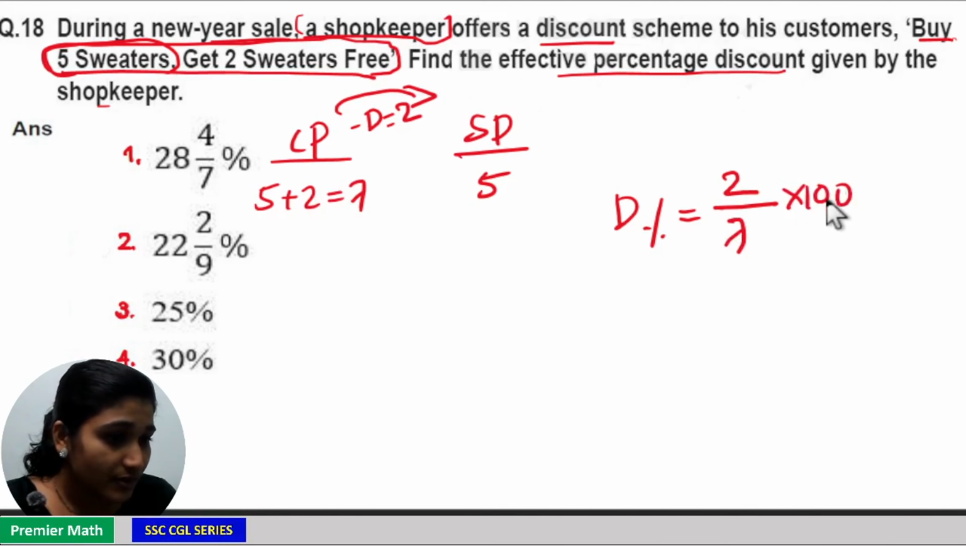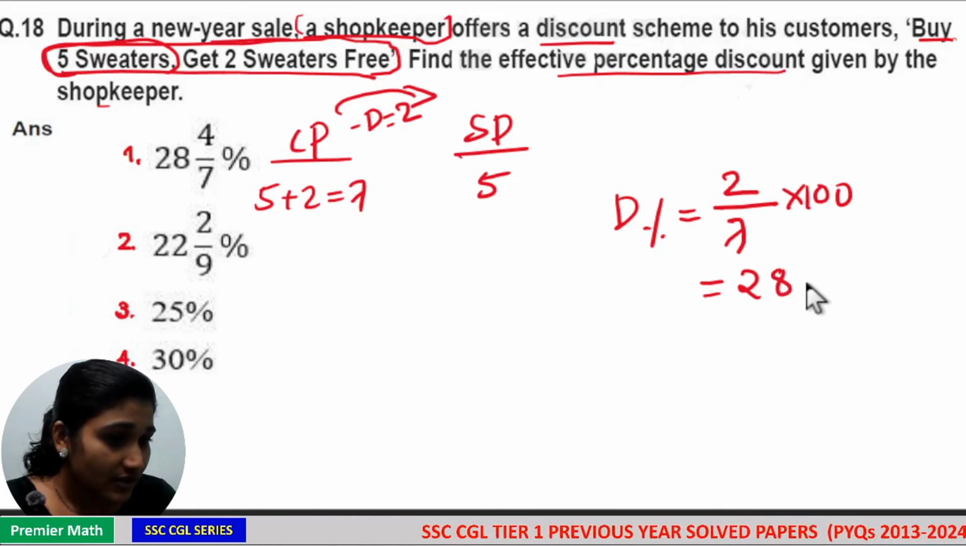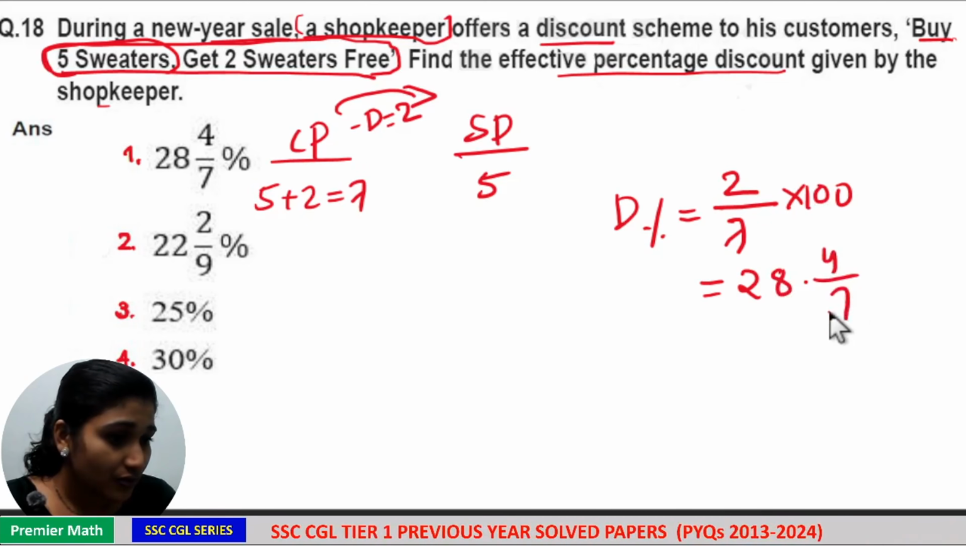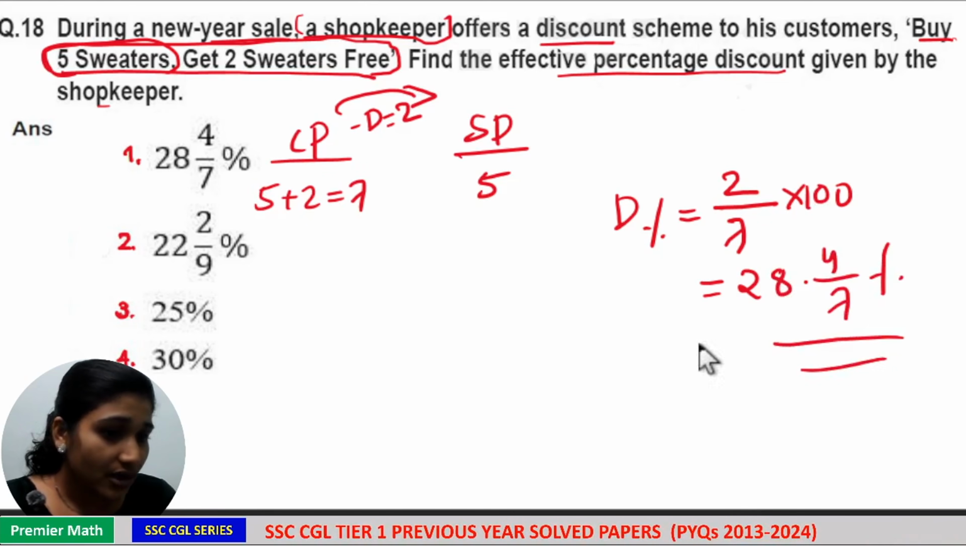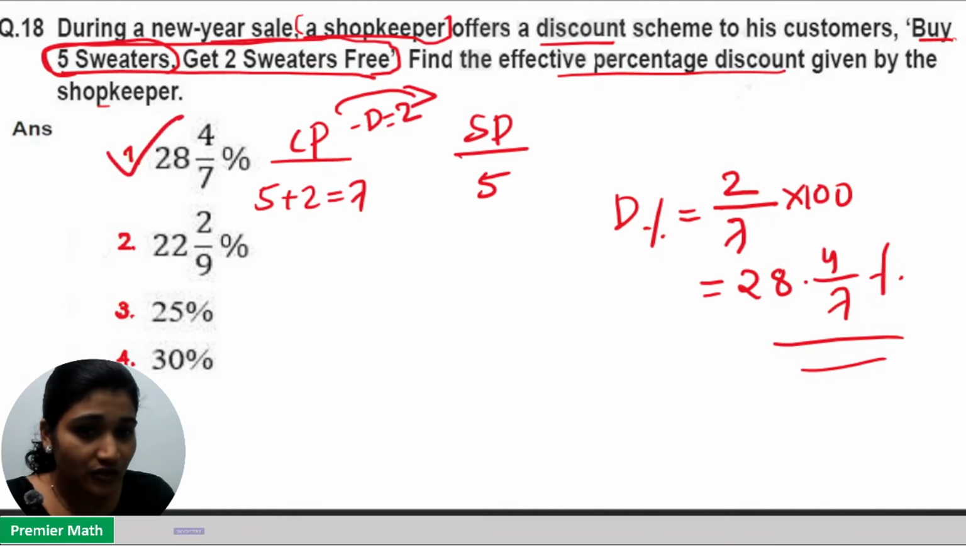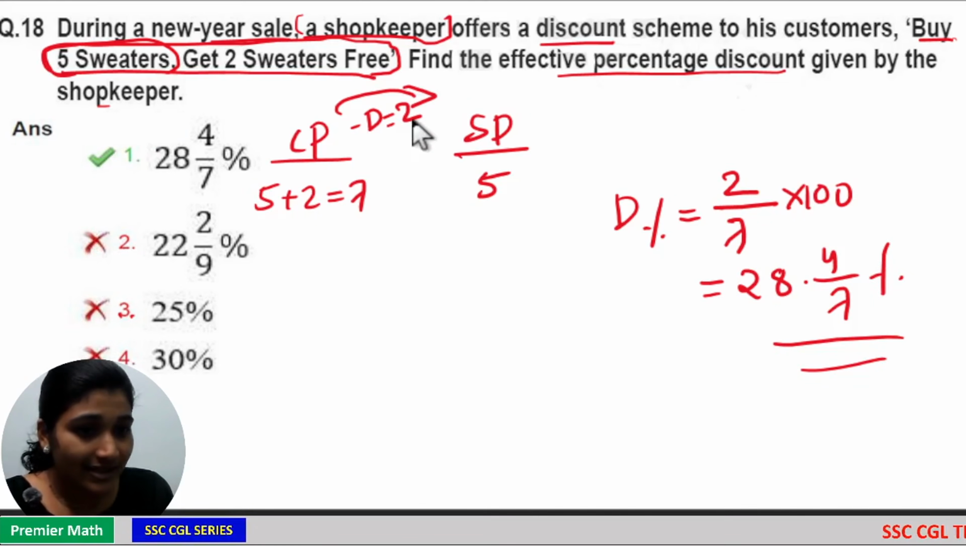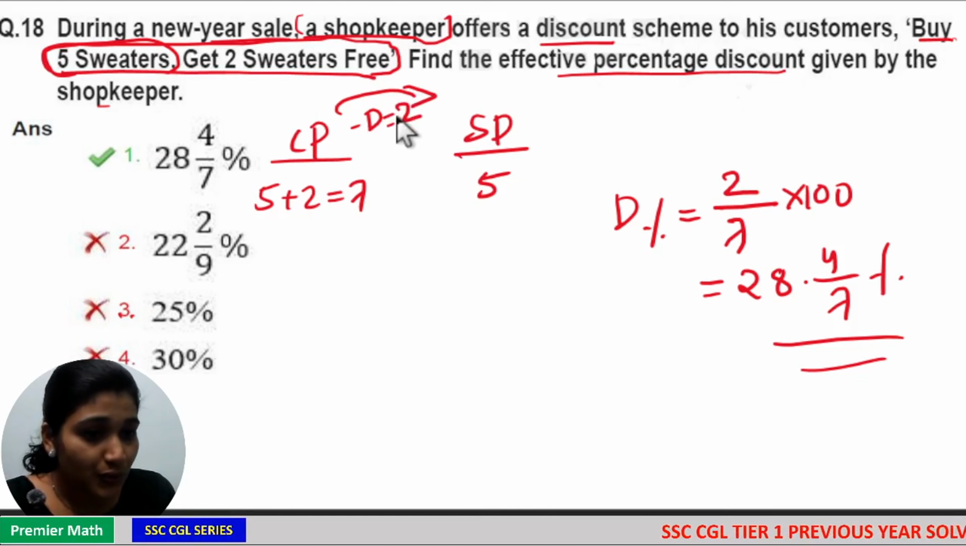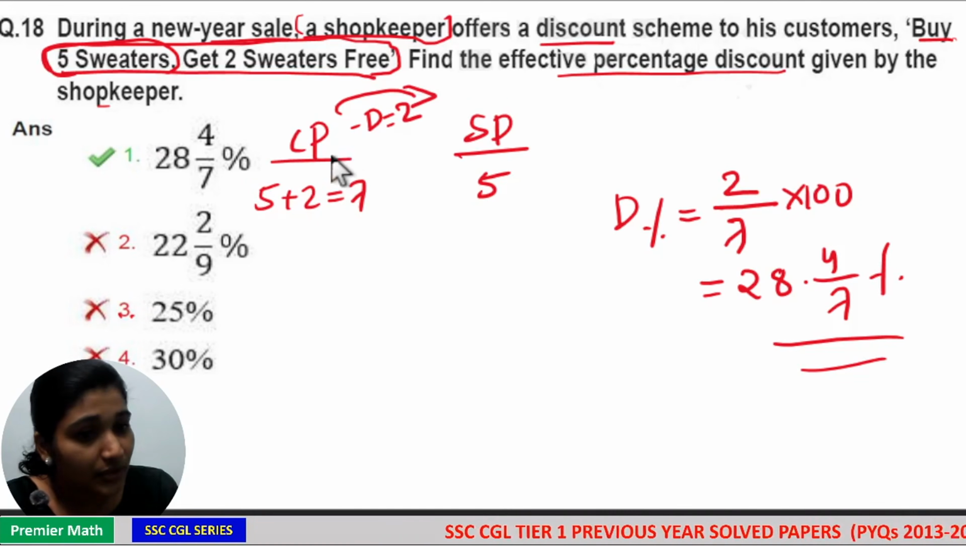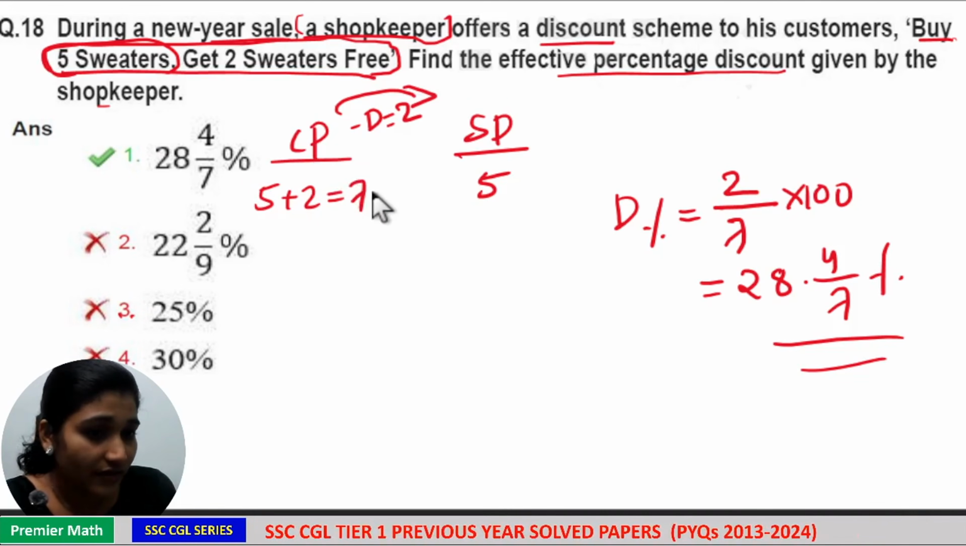If you convert it into a percentage, 2 by 7 into 100. 7 goes 2 times in 20 and 8 times in 56. Then the remainder is 4. So 4 by 7, 28.57%. Option 1 is your answer. Here he is giving this 2 shirt discount upon the cost price of 7 shirts.